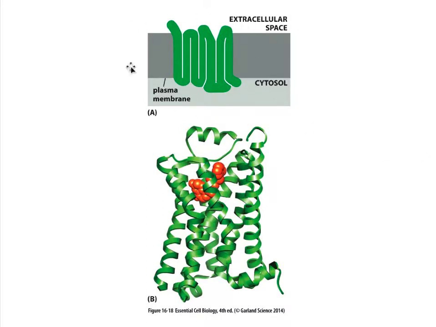The receptor itself is a transmembrane protein. And in all cases, these transmembrane proteins, they have 7 parts of their structure that pass through the membrane.